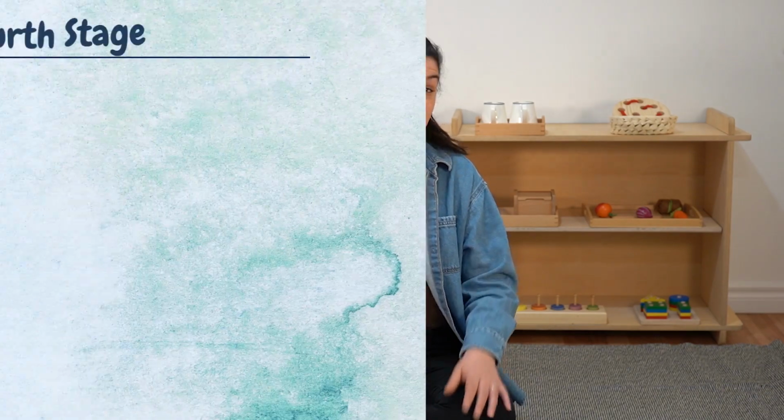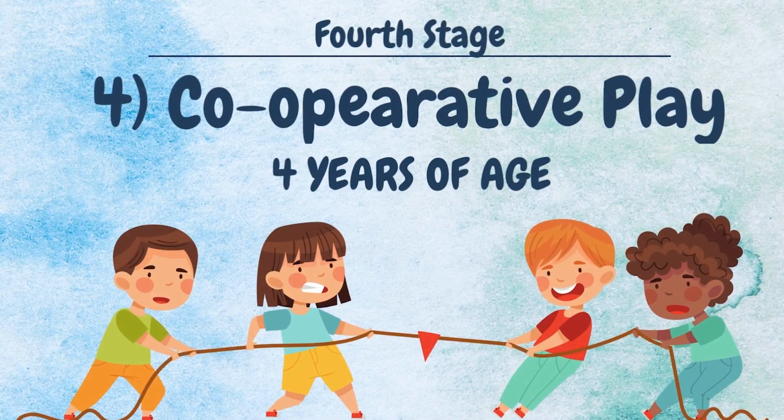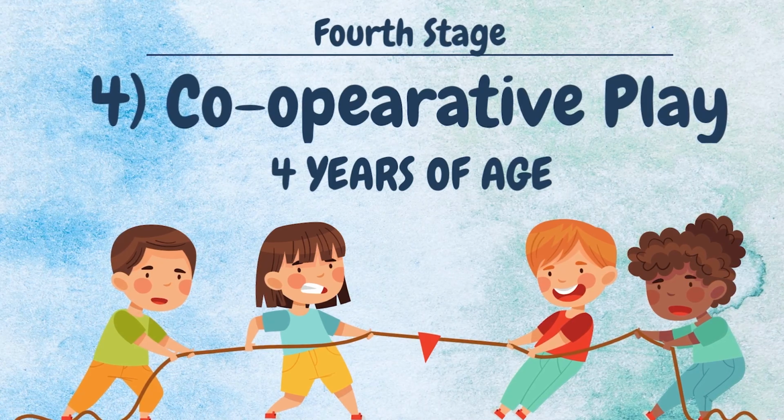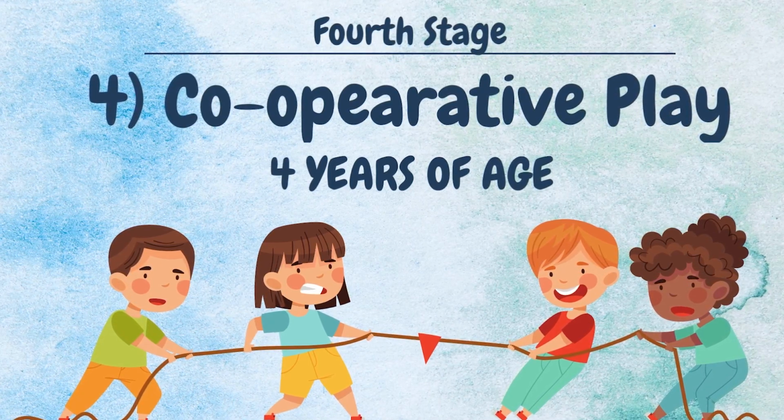So the final stage of play is cooperative play. And cooperative play typically starts around 4 years of age. During this stage, you will observe your child playing with others, and now they are showing an interest in the actual play and in their peers. They're very engaged in the social aspect of the play.